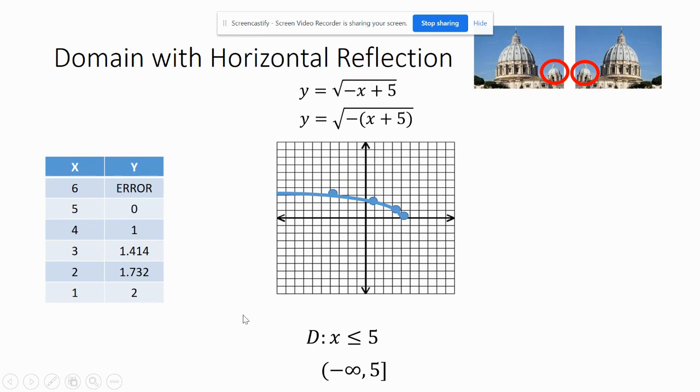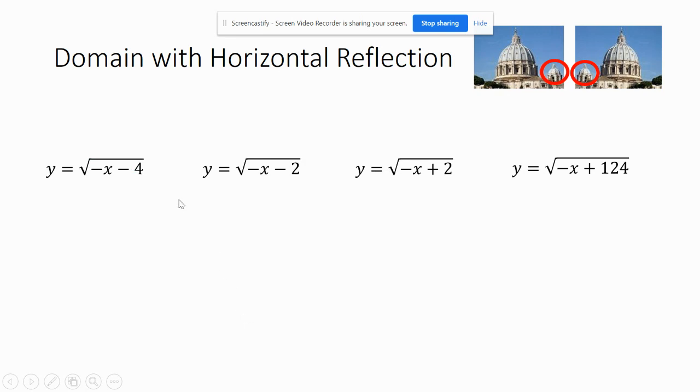All right, thank you. So let's look at these here. Basically, the way I look at this is, this will be less than or equal to negative 4, negative 2 less than or equal to 2, less than or equal to 124. The negative x, in a sense, if you were to solve it, would equal these numbers. Or you can look at it this way. If a negative x plus 2 equals 0, you would move the x to the side.